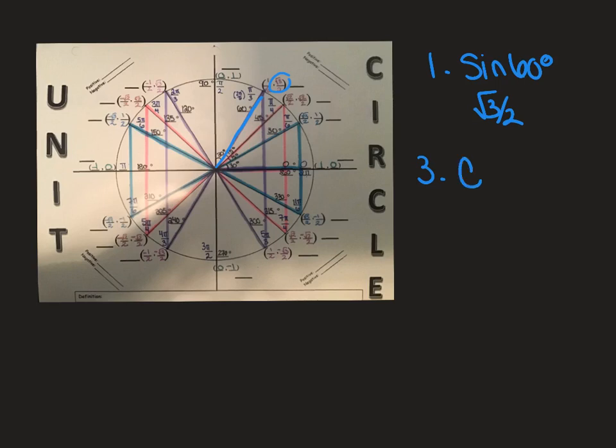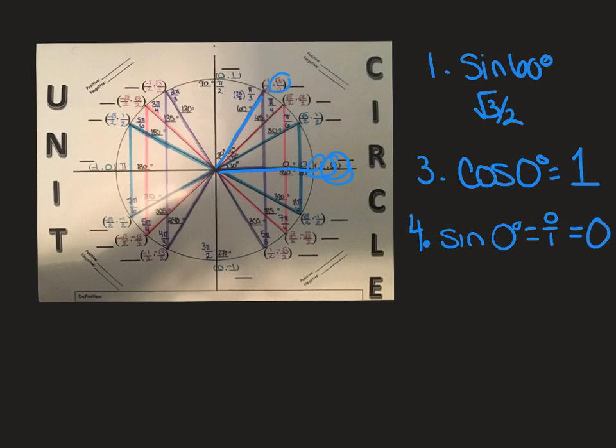Number 3 is cosine of 0 degrees. So for this one, I'm going to go to 0 degrees right here. Cosine is the x, so grab the x. So equals 1 over the radius, which is 1, so just 1. Number 4, sine of 0 degrees. We're at the same place, but we want the y part, which is going to be 0 over 1, which is just 0. 5 is cosine of 45 degrees. So 45 degrees right here, and take the x part, so root 2 over 2.